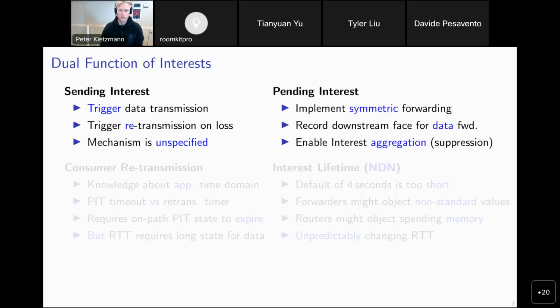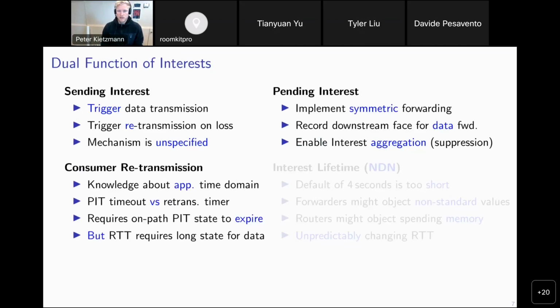Pending interests are a temporary forwarder state and implement the symmetric forwarding property in ICN. This is to record the downstream face that corresponding data has to be forwarded on. And the secondary function of PIDs is to enable interest aggregation, a feature that prevents multiple interests for the same data object to be forwarded on the same path. Interest aggregation means suppression for all but the first interest that has been forwarded in a certain time, that's the interest lifetime.